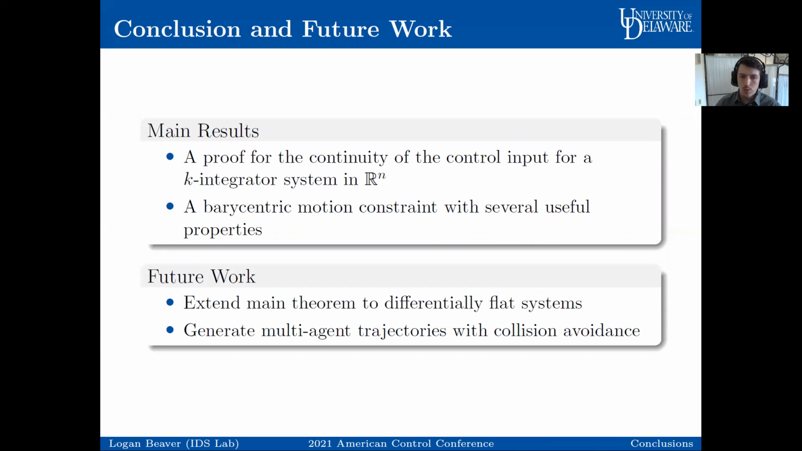And then for future work, we're really interested in extending this into differentially flat systems, where you take some nonlinear, complicated system and you're able to convert it into a bunch of integrators of different sizes. And also how we might generate multi agent trajectories with collision avoidance.